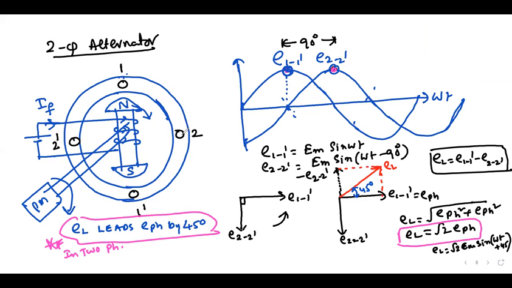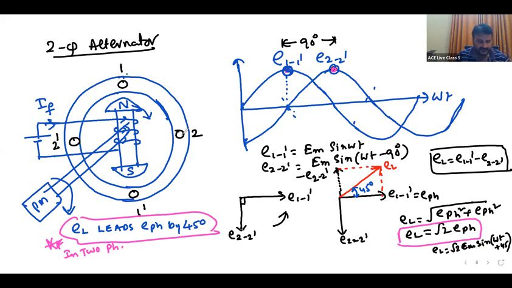Sir, in a two-phase alternator, can we take any other angle than 90 degrees? No. A two phase machine compulsorily has a balanced winding at 90 degrees only. Sir, in the three-phase machine we require a balanced system, so we have assumed 120 degrees. Yes, exactly. Three phase is 120, two phase must be 90.